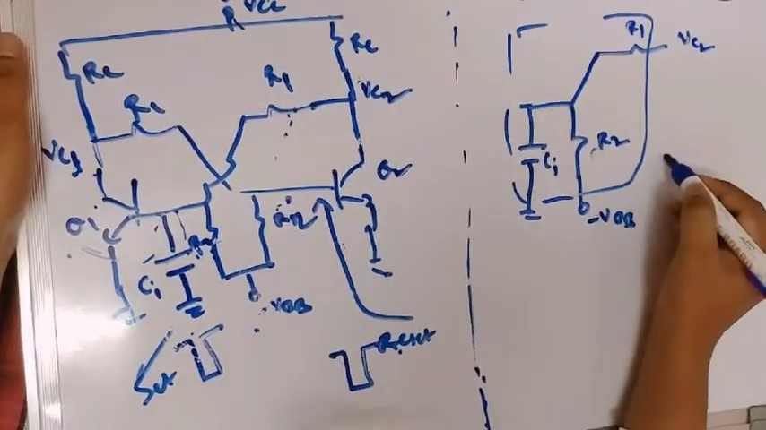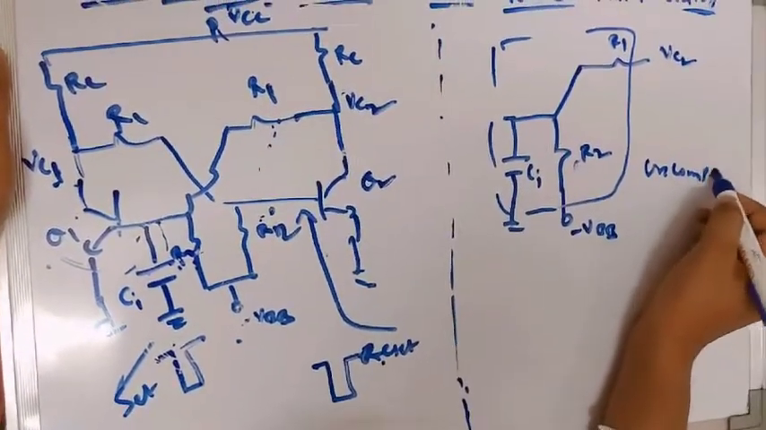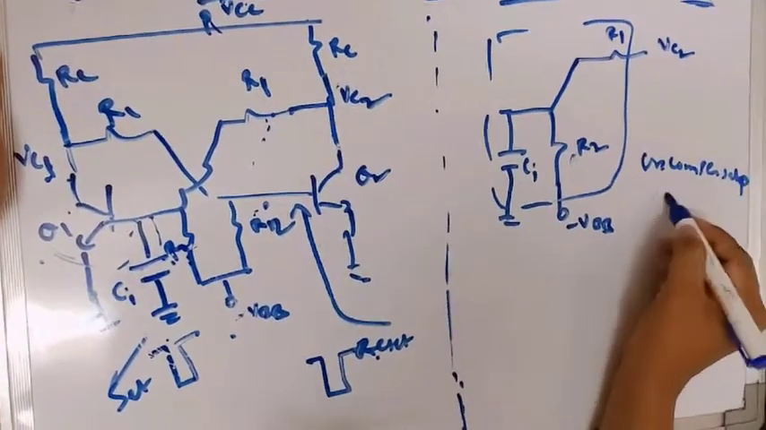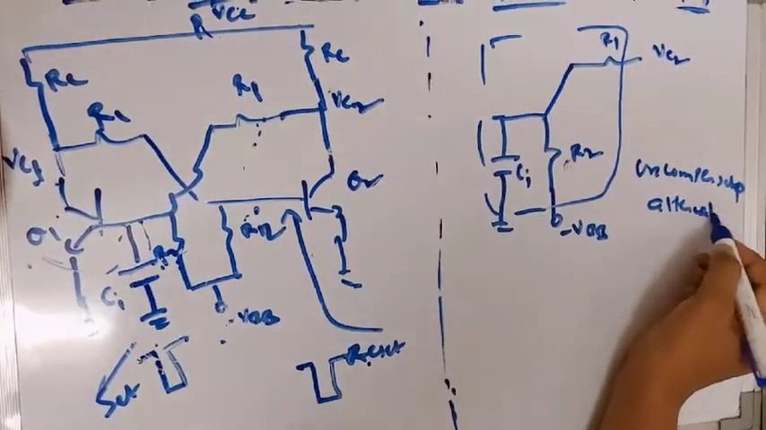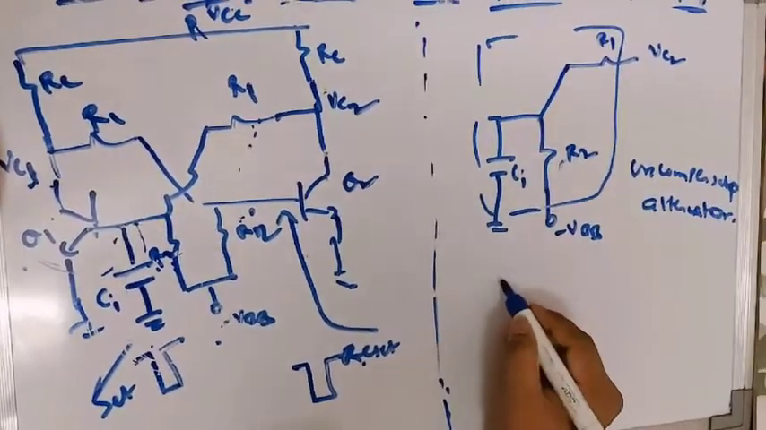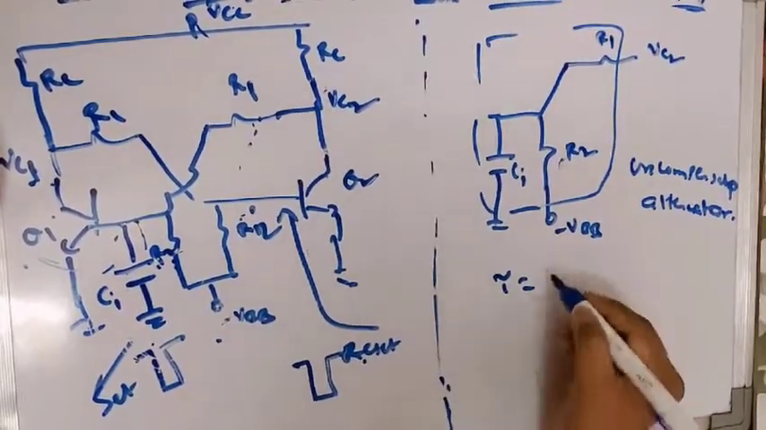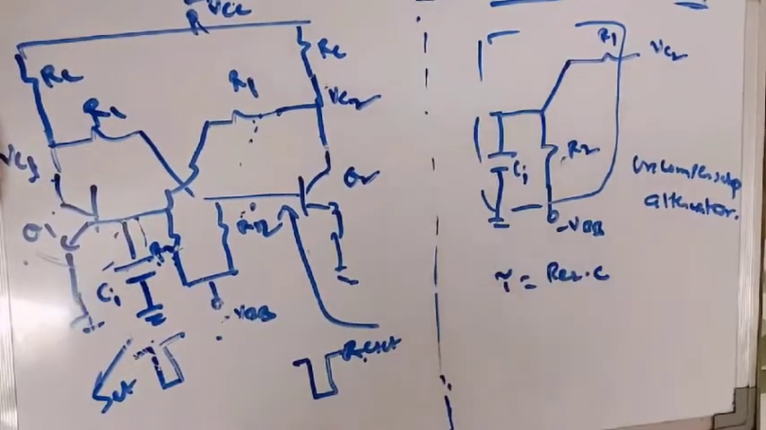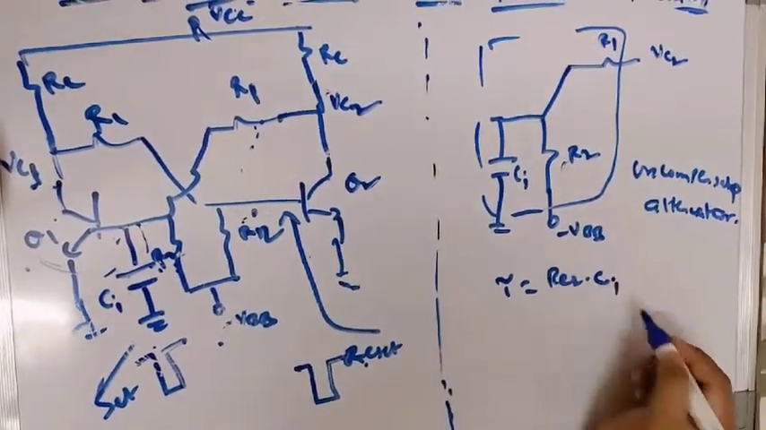Now this forms an uncompensated attenuator. This we discussed in case of attenuators. This forms an uncompensated attenuator, and this circuit will be frequency dependent. The time constant of this network is represented as R equivalent into Ci.